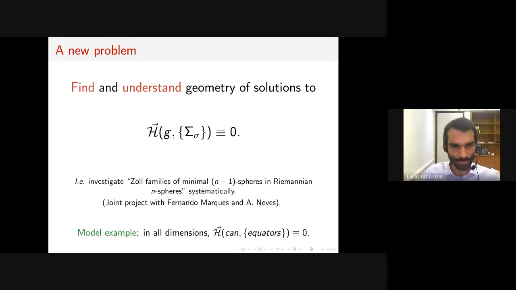Okay, so is the definition clear? As you can easily check, in all dimensions we have examples of those objects. We have the canonical metric on Sn together with the set of equators.